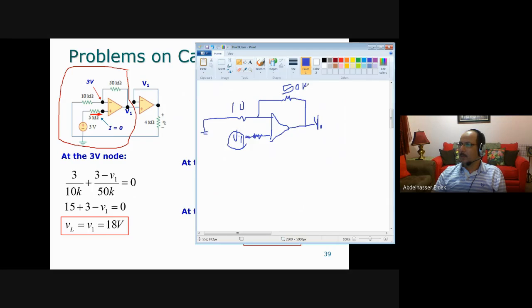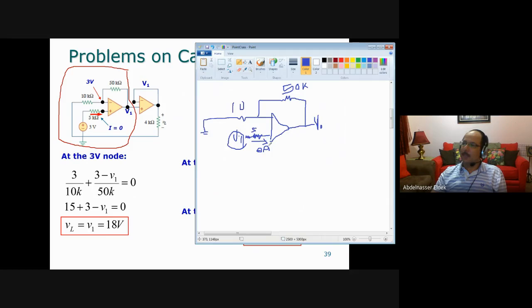50K. Okay, so does this resistor make any difference? No, it doesn't make any difference. Why? Because the current here is still 0 ampere. The current is still 0 ampere. So if there is no current in the resistor, it looks like a short circuit. It doesn't have any effect.